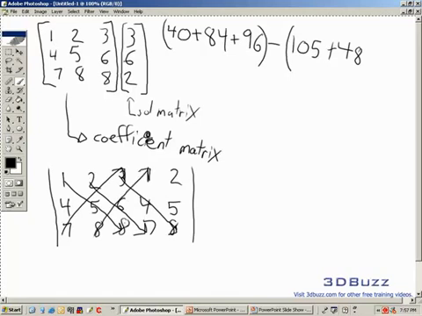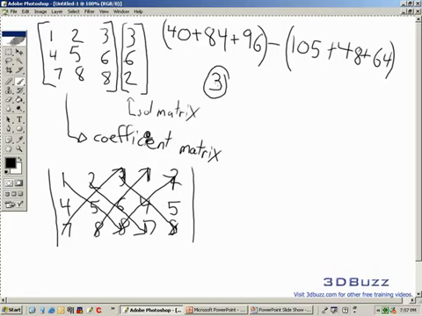And 8 times 4 times 2 is 8 times 8, which is 64. And if you calculate this whole thing, I believe you get 3. Well, there you go. So, 3. So that's the value. That's D, isn't it?